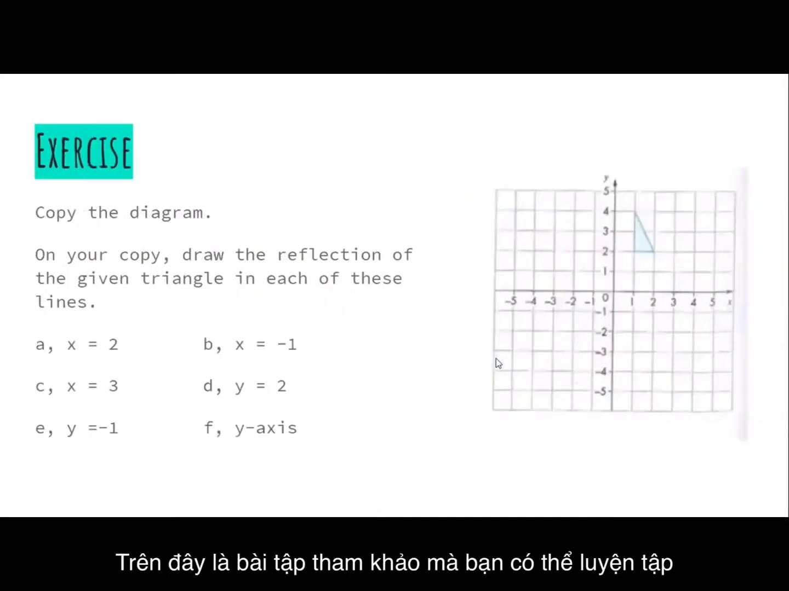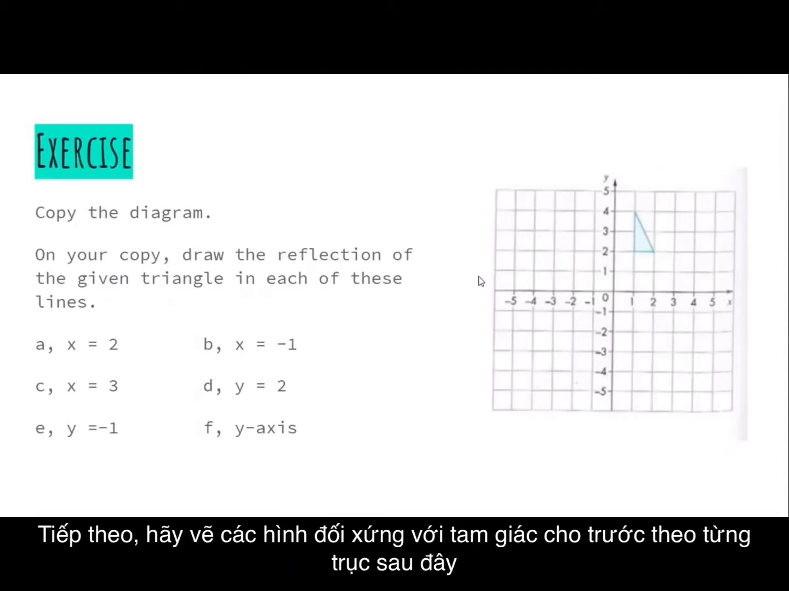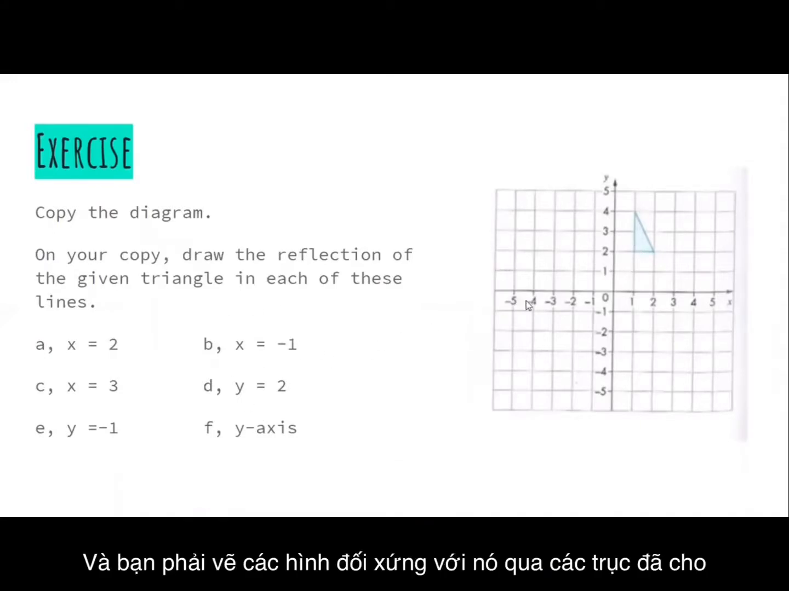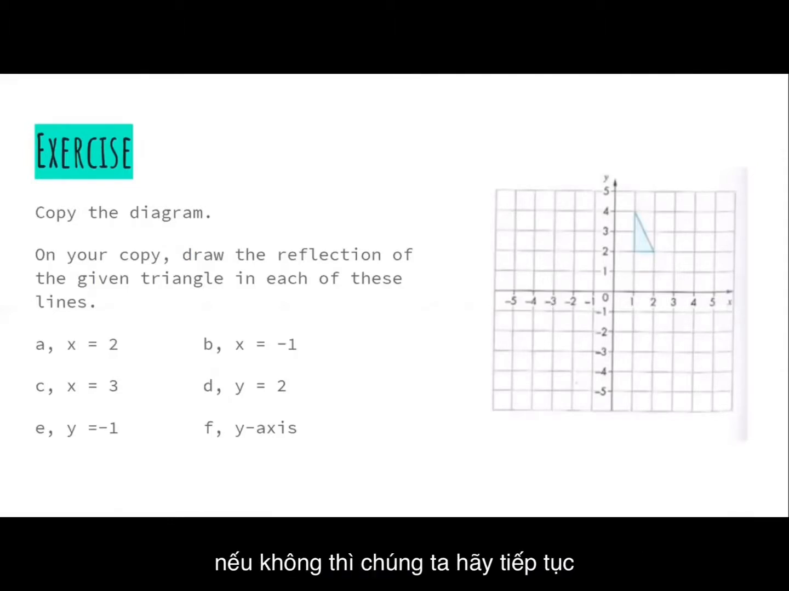So here's the exercise for you. Firstly, copy this diagram down, and then on your copy, draw the reflection of the given triangle in each case. A is x equals 2, B is x equals -1, C is x equals 3, D is y equals 2, E is y equals -1, and F is the y-axis. So here's the given triangle, and you have to reflect it in each case. You can pause here if you want to do it by yourself, but let's move on.